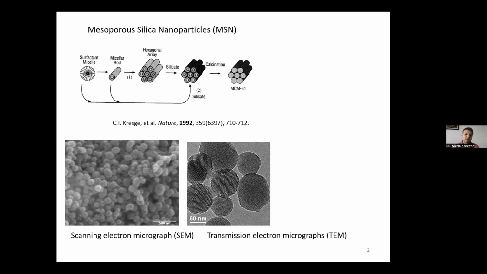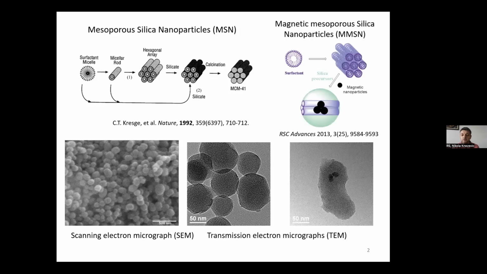As you can see below on SEM and TEM images, they can be spherical or different shapes, which can be fine-tuned. Also, you can see that they are porous, and this porosity is very well structured, like a honeycomb structure. The pores are usually 2 to 3 nanometers. And if we include magnetic nanoparticles within the synthesis, we get a core-shell structure. You can see SPIONs, superparamagnetic iron oxide nanoparticles, within these structures, and then we have a magnetic characteristic in this material.